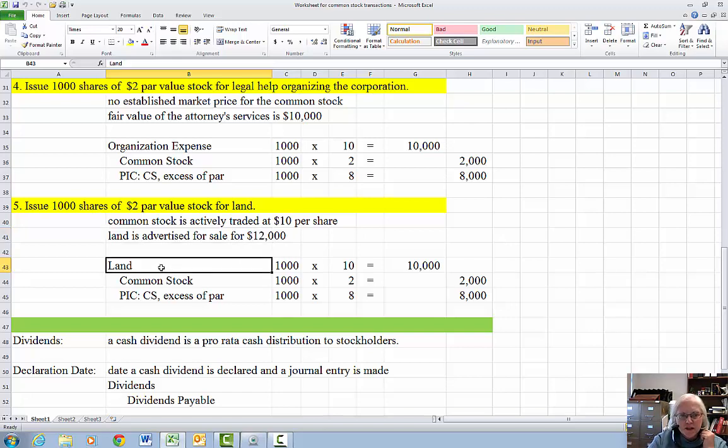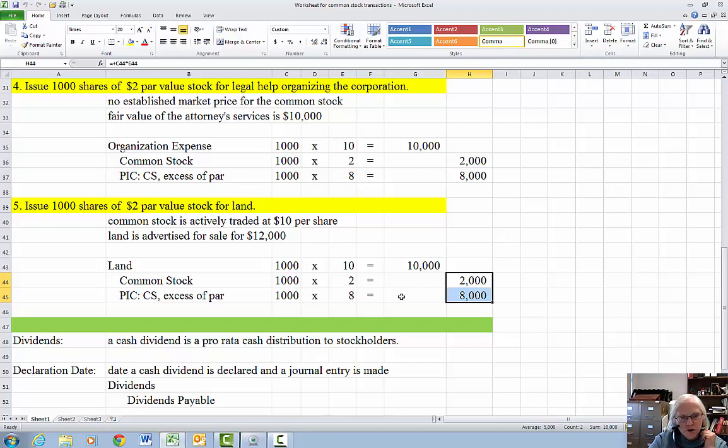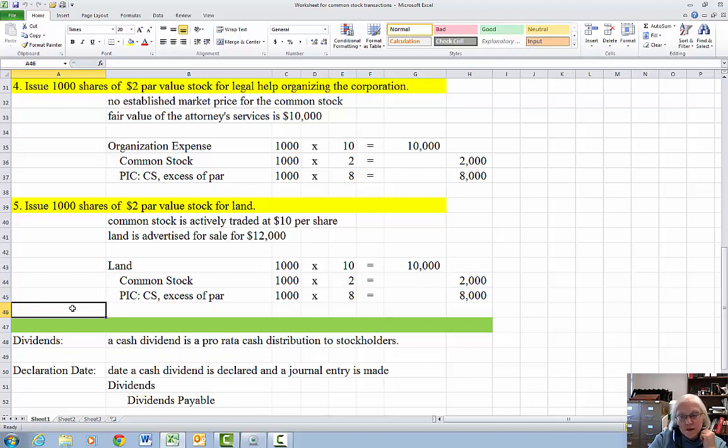So we're going to debit land for whichever one of these is more clearly determinable, and the actively traded stock is the more clearly determinable. So the land goes on at $10,000, common stock for $2,000, paid-in capital in excess of par, $8,000. Same thing again. Okay, so when we finance our company, we finance with debt or equity.